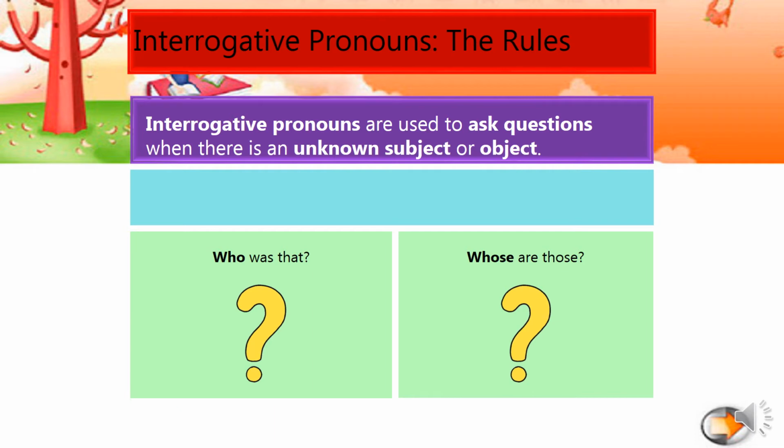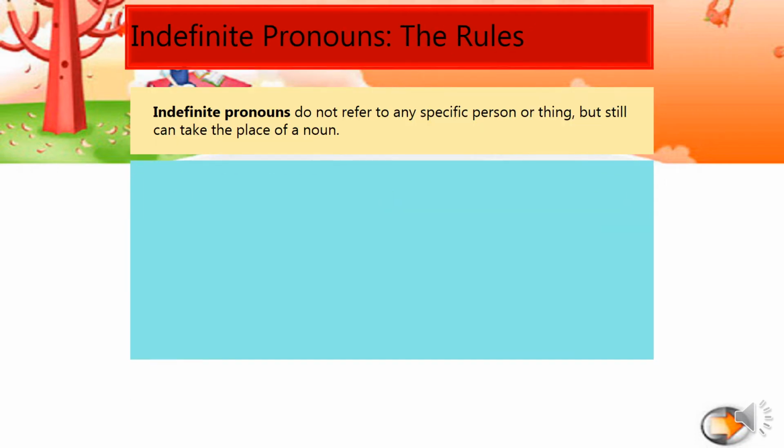Now let's see the words which come in interrogative pronouns. What? Who? Which? Whose, whom. These words are called interrogative pronouns. Now let's move ahead: indefinite pronouns. And what is the rule, and what are indefinite pronouns here?